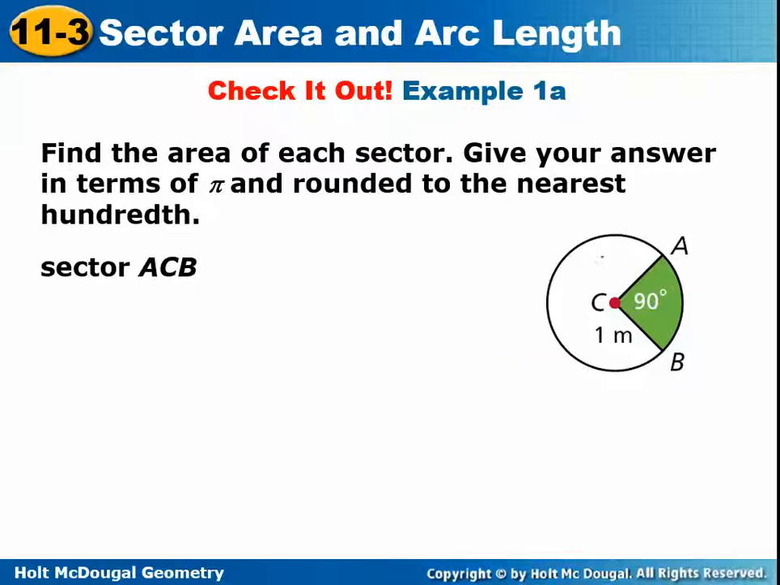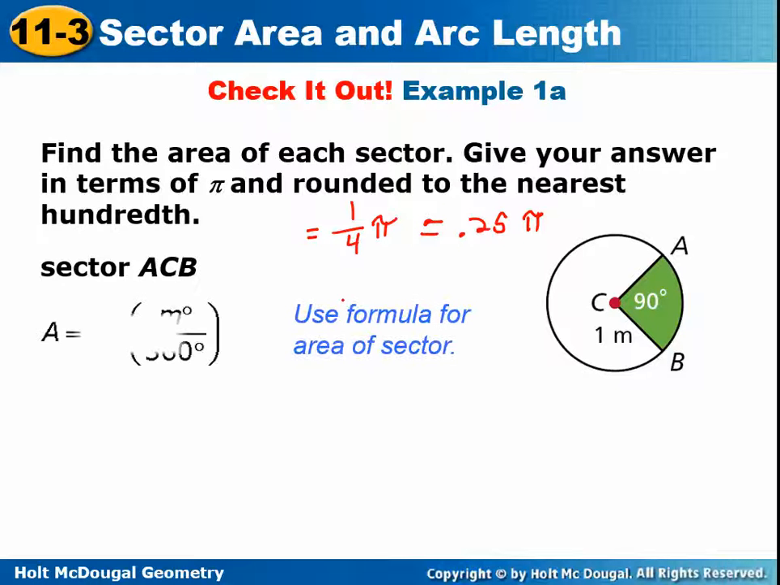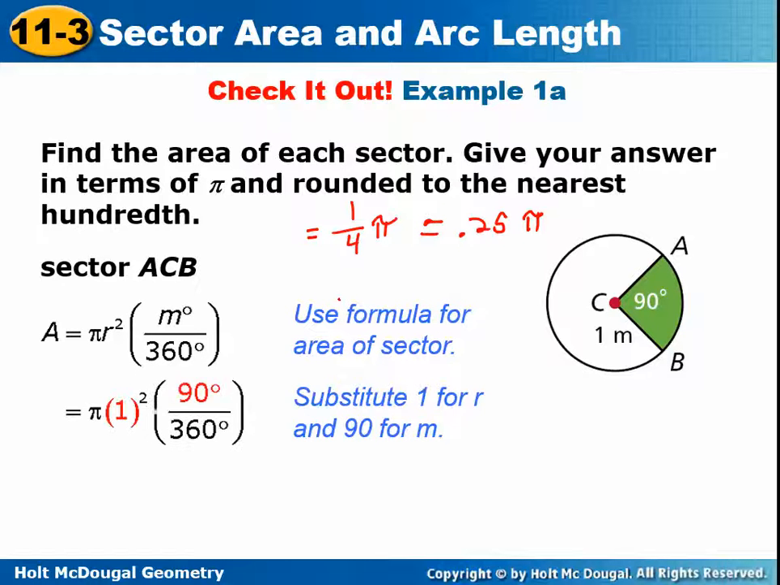This is just another example. This one's a little easier because you could do it without any calculator at all. We've got 90 out of 360, which is 1/4 of a circle. And your radius is 1, so 1 squared is 1. So 1/4 pi, or 0.25 pi, is our answer in terms of pi, and then I would need a calculator to multiply that by pi, and that's about 0.79 meters squared once you multiply it.